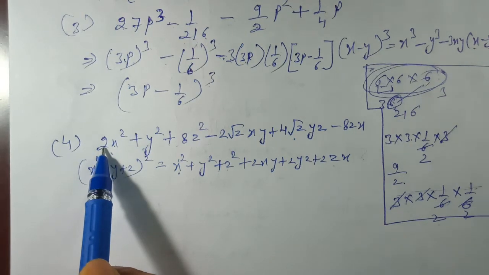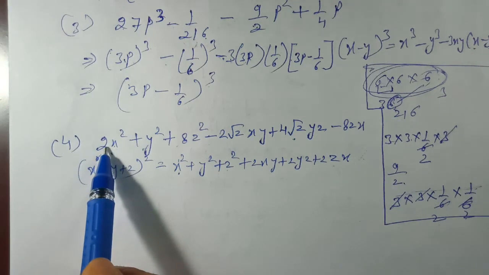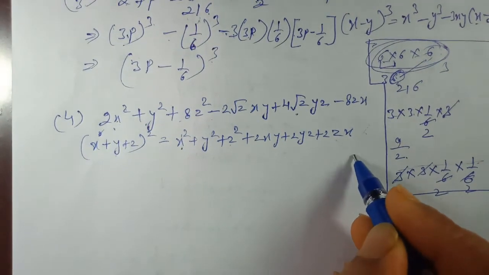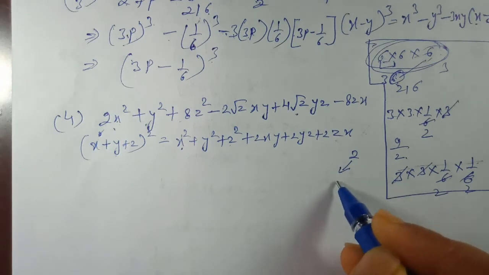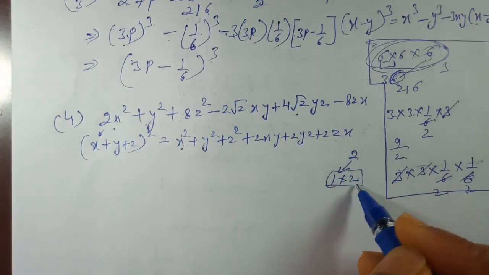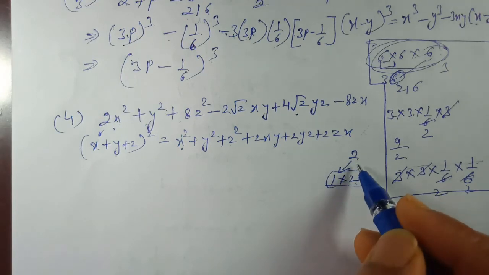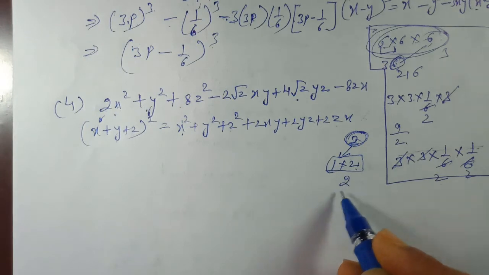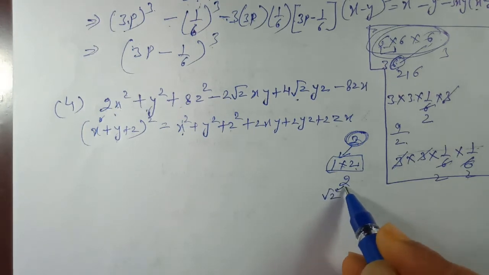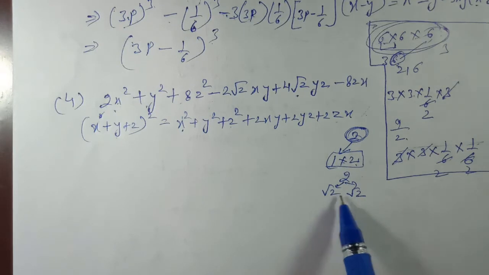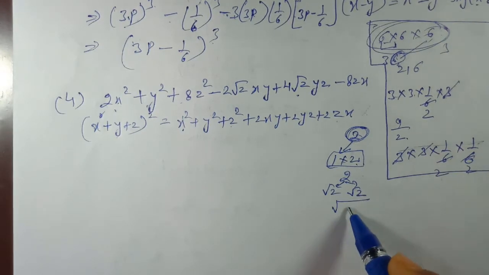Now 2, if we find out its factors, we will not get any factor of 2 which we can convert into root form. If you try to find its factor, it will give 1 into 2 equal to 2, and 1 into 2 cannot be taken as square. So what to do? Whenever such a condition arises, we can write 2 as root 2 into root 2.